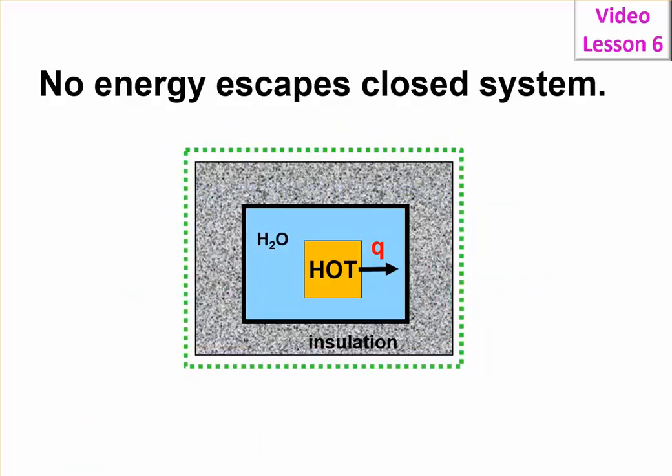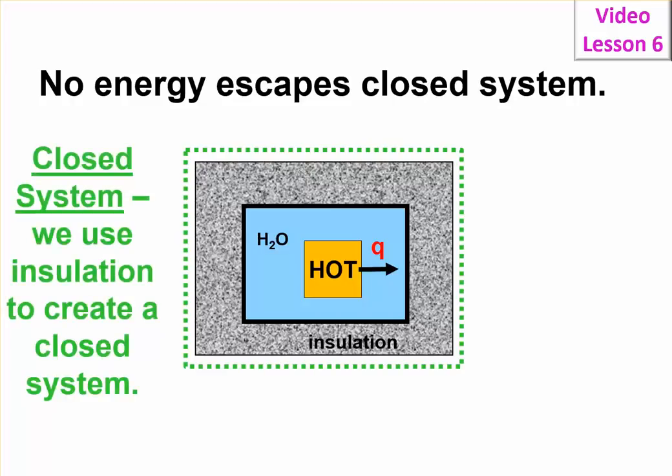Here we've taken the same situation and we've drawn our boundary differently so that we can say this is a closed system. The insulation helps us create a closed system. That way we know that all the heat that is lost by the metal is gained by the water.